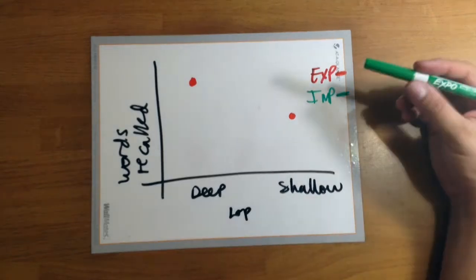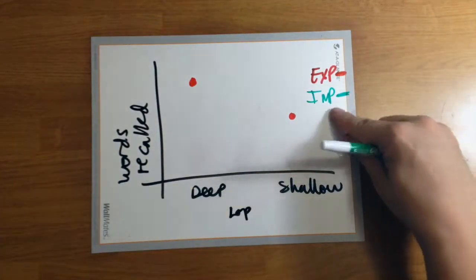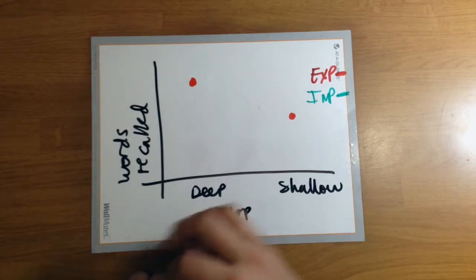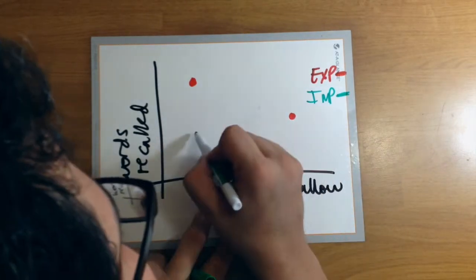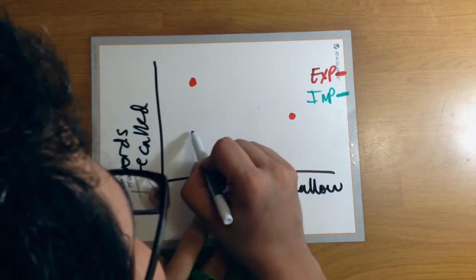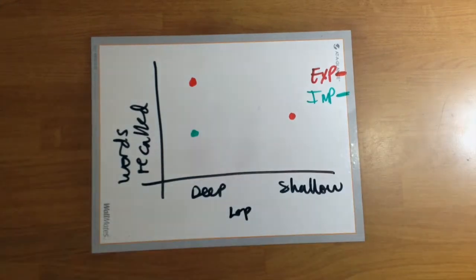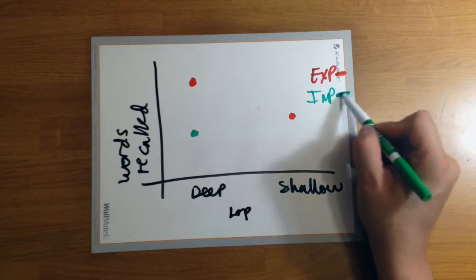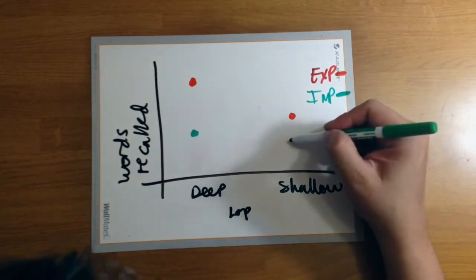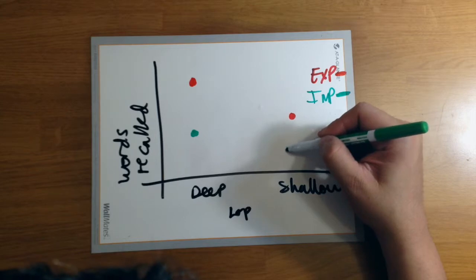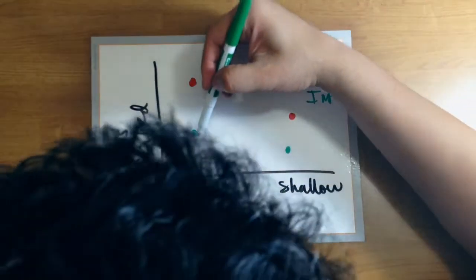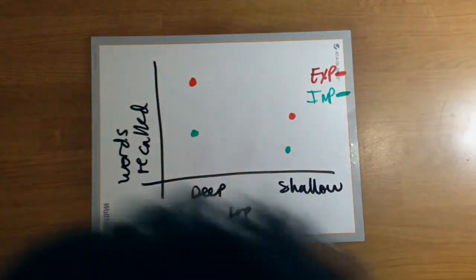Then, when we have the participant on the implicit condition, but in the deep LOP condition, they will recall, you could say, fewer words right here. And then, when they're in the implicit recall condition and the shallow LOP condition, they will recall the least amount of words. So it'll be like this. So in the end, that ends up giving you this kind of interaction.